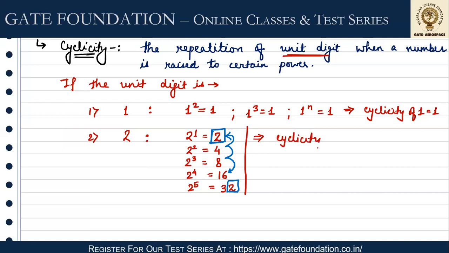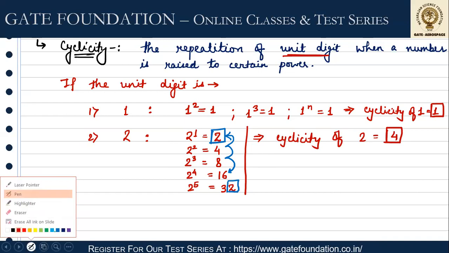Right. In case of 1, it becomes 1 because after every power you will get 1. But cyclicity of 2 becomes 4 because after every 4 power, the fifth power will again become 1. Now, why is this kind of thing at all important? Why do we need this kind of thing?